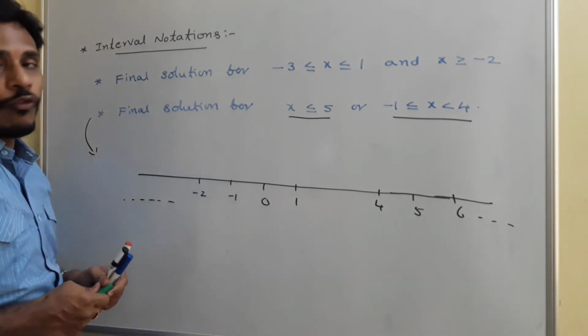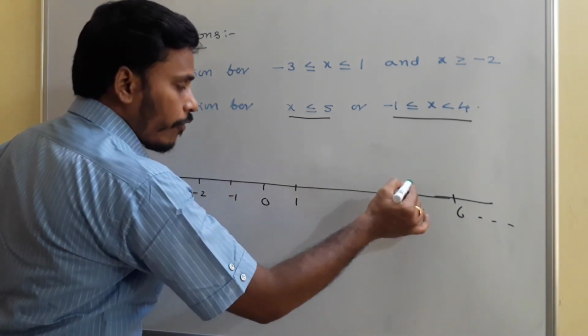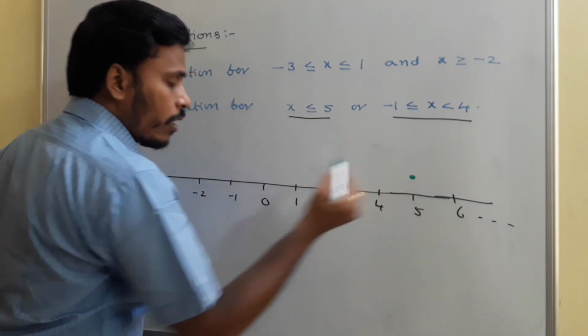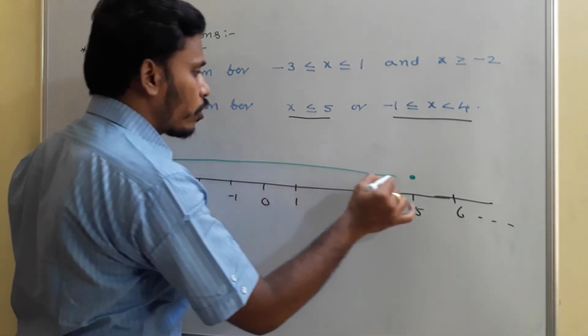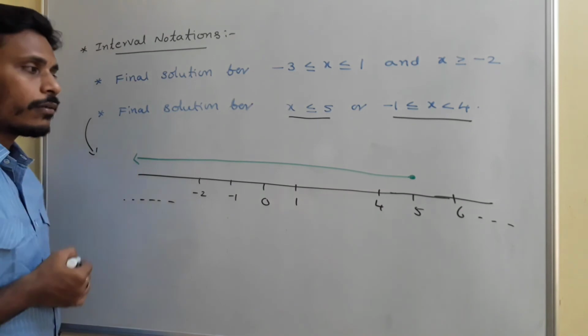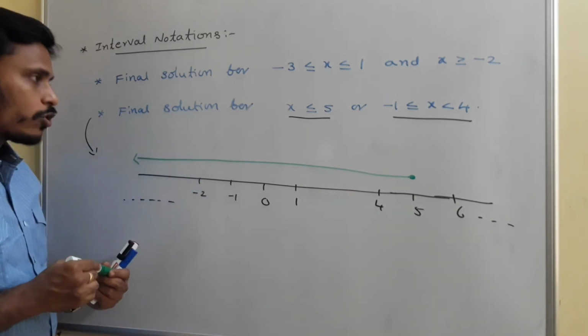x less than or equal to 5. So starting from 5 and going less than or equal to 5. See, 5 is there, so use a closed circle, and less than or equal to 5 means the left side. This whole part is the solution.